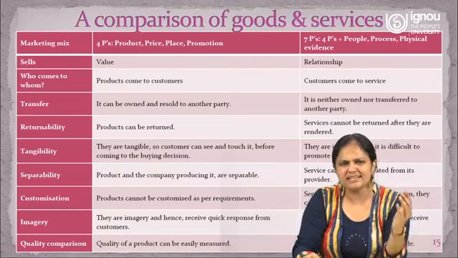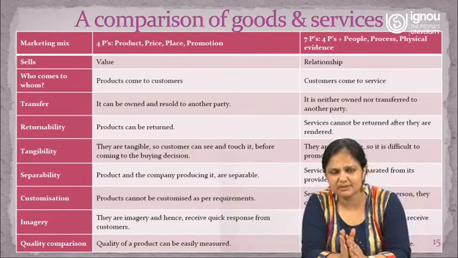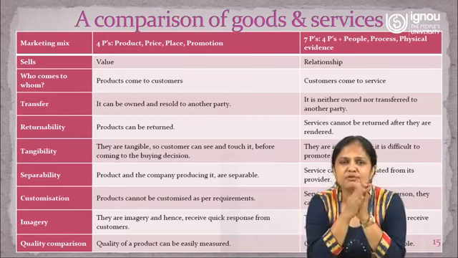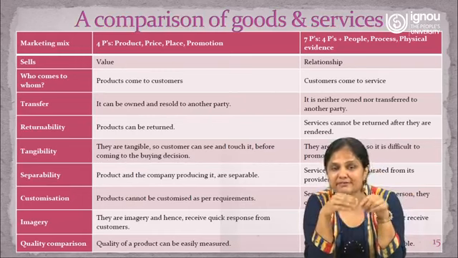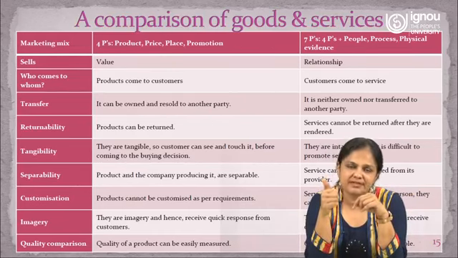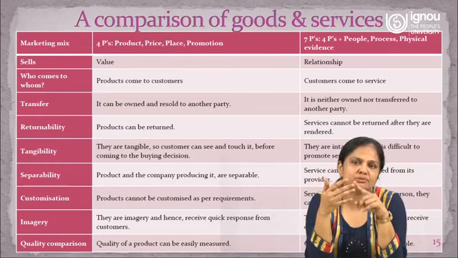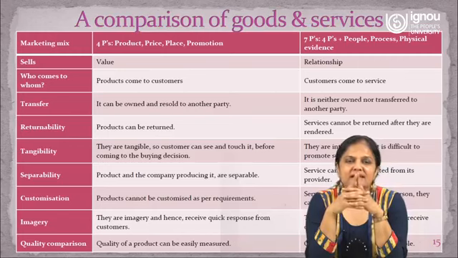That is why these 3 elements get even more importance when we are talking of services marketing. Now let us quickly see the difference between tangible and intangible commodities, or a comparison between goods and services. In terms of marketing mix, in case of goods we have 4 elements: product, price, promotion, place, 4 P's, and when we talk of services it has 7 P's: product, price, promotion, place and people, process and physical evidence, right?